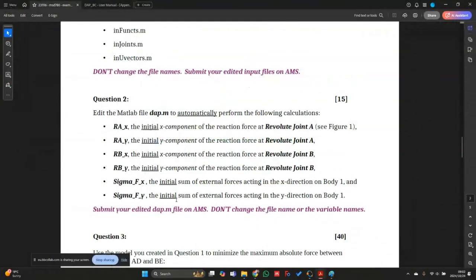Then for the next two questions that I have over here, sigma Fx and sigma Fy. So these are the initial sums of the external forces acting in the X and Y directions on body 1. So sigma Fx is fairly easy to calculate since I now already have the reaction forces available. All that I actually need to say is Rax plus Rbx. Sigma Fy is a bit more complex in the sense that I need to take into account firstly the weight of the body, and then I also need to take into account that friction force that I considered. Sigma Fx I think will also take into account the X friction force.